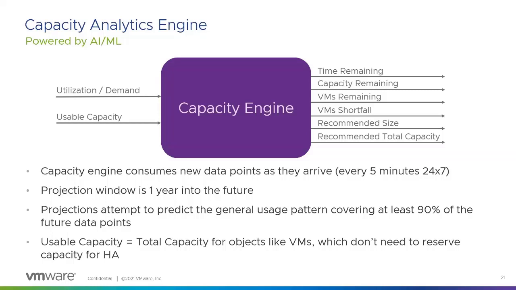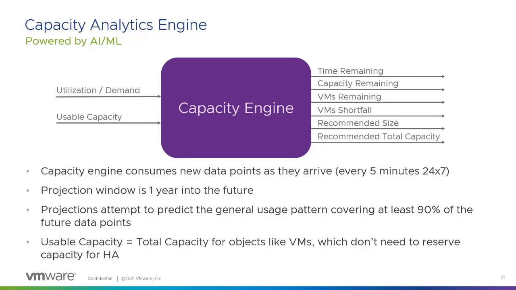So whenever a new data point comes in, all these calculations are redone and it comes up with new projections. These projections coming out of the system go out a year into the future. And they do look at patterns and usage, and it tries to cover at least 90% of the future. So when you look at the projection in the future, it actually tries to fit at least 90% of that projection in its projection.